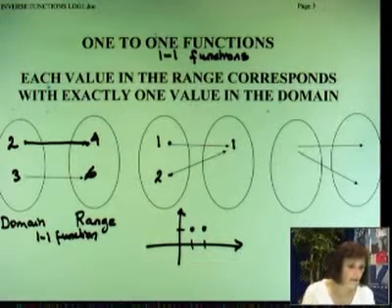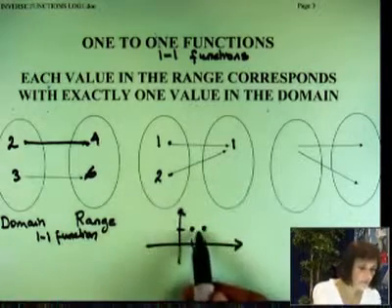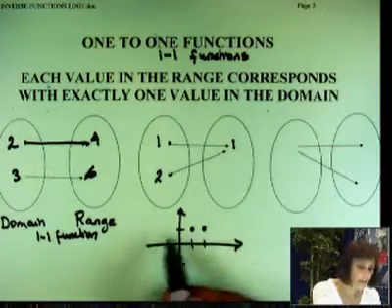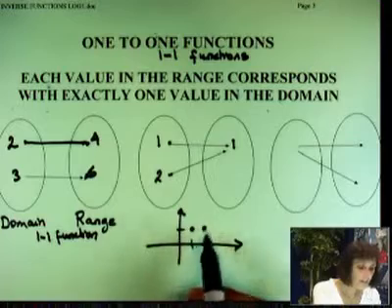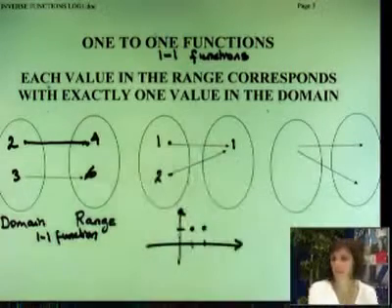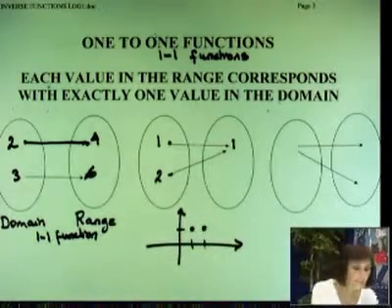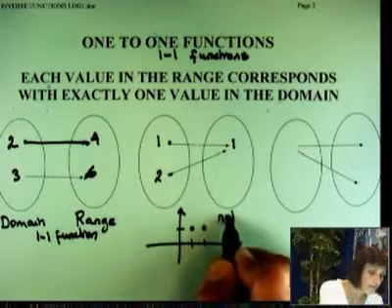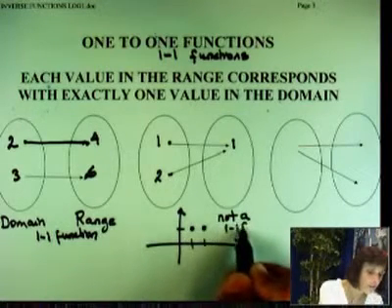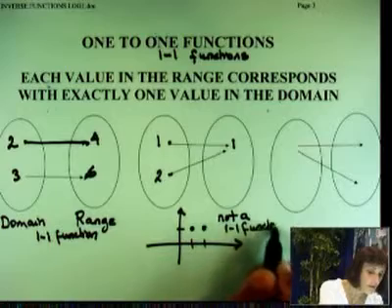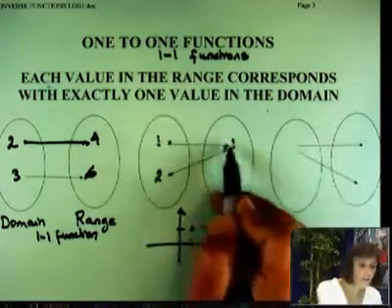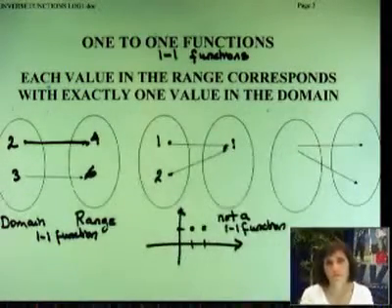What happens to that? 2 goes to 1 and 1 goes to 1, and that's not good because this value does not correspond to that. So what does that mean? So this is not a one-to-one function, because this value in here corresponds to two different things.